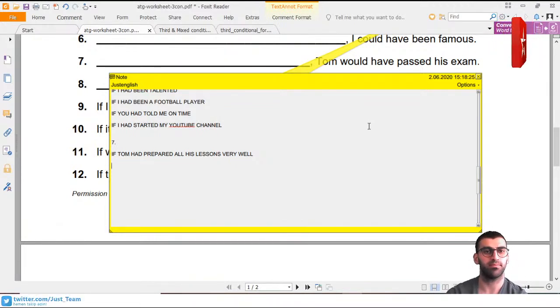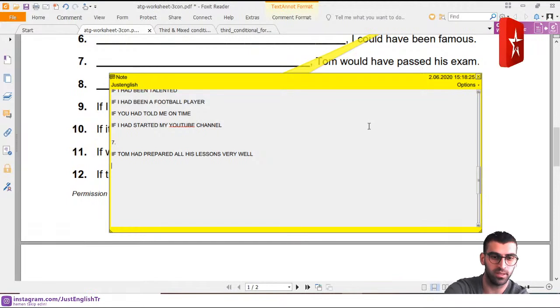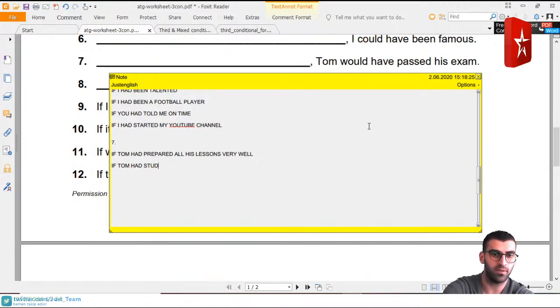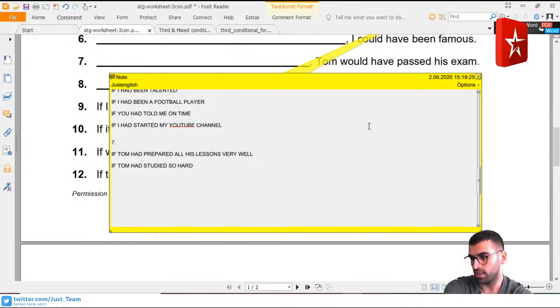If Tom had prepared all his lessons very well, he would have passed his exams. Mr. Ramadan says, if Tom had studied so hard, that is the perfect sentence. If Tom had studied very well, had studied so hard, he would have passed his exams. Thanks a lot. You helped us very much. You're welcome. My job is helping the students here.